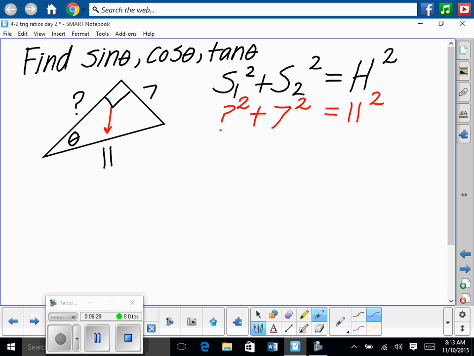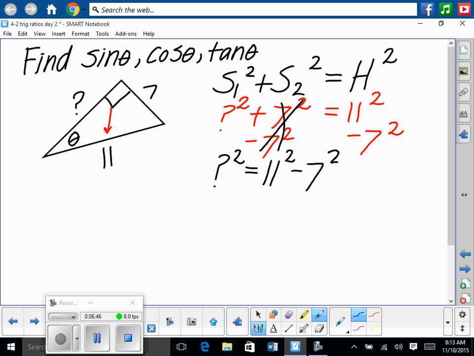Then we'll just solve for question mark piece by piece. So I'm going to subtract 7 squared from both sides. Over here on the left, they add up to be 0. That's what inverses do, they cancel each other out. We have question mark squared is equal to 11 squared minus 7 squared. Do it in your calculator. You tell me what you get. 72. So we have question mark squared equal to 72.